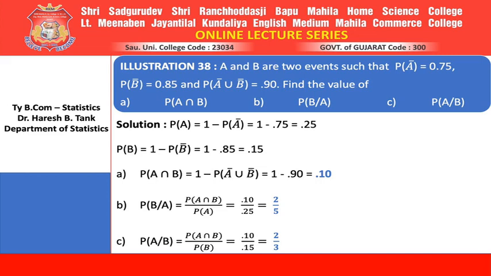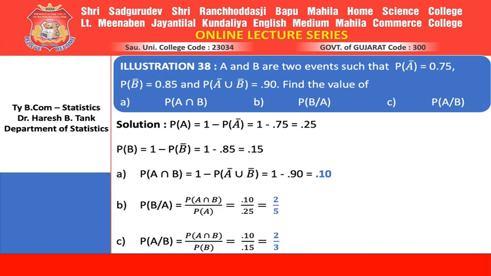Now think of B. Probability of B where A already occurred. By formula, it is probability of A intersection B divided by probability of A. Probability of A intersection B we have found just now, which is 0.10, divided by probability of A, which is known to us, which is 0.25. So 2 upon 5 becomes the answer.